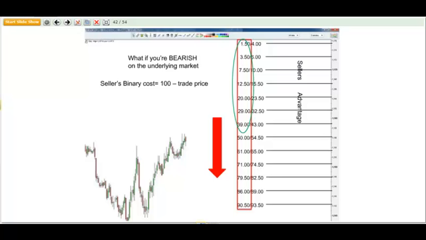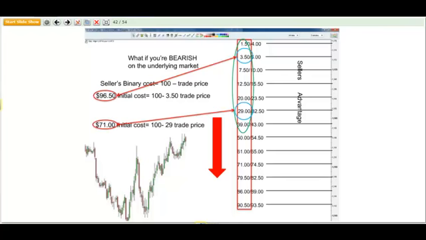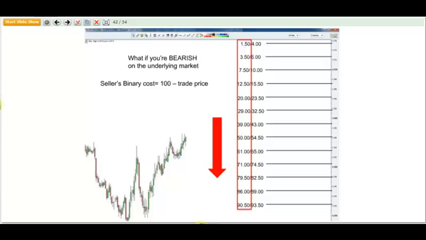So the seller's binary cost is 100 minus the trade price. Just for a quick example, 3.50 is the trade price, so that's how much money we have to put up for that contract: 96.50 to make 3.50. If we get something a little closer to the market, a 29 trade price, you've got to put up 71 bucks. So it's really all about choices and your view of the underlying market. After you learn the mechanics of this, it's a trading choice. But the nice thing about binaries is defined risk, defined payout. For sure, at expiration, this thing is worth $100.